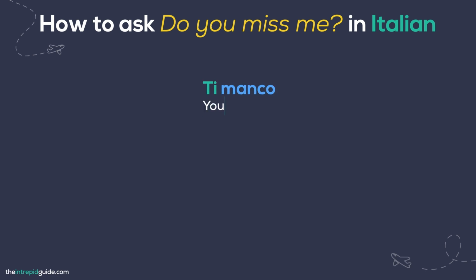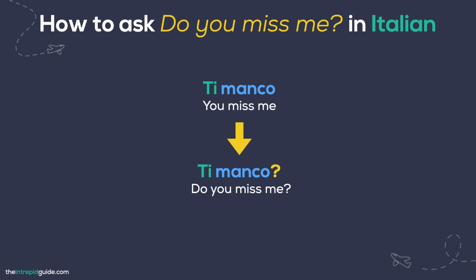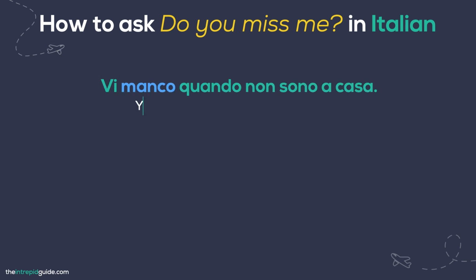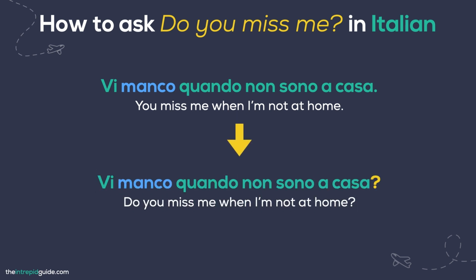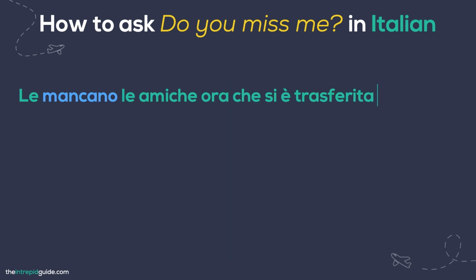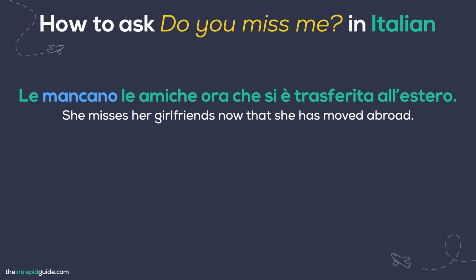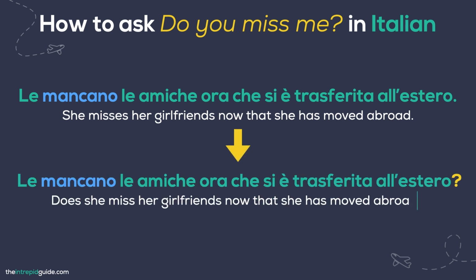Take a look. Ti manco. You miss me becomes Ti manco? Do you miss me? Vi manco quando non sono a casa. You miss me when I'm not at home becomes Vi manco quando non sono a casa? Do you miss me when I'm not at home? Le mancano le amiche ora che si è trasferita all'estero. She misses her girlfriends now that she's moved abroad becomes Le mancano le amiche ora che si è trasferita all'estero? Does she miss her girlfriends now that she's moved abroad?